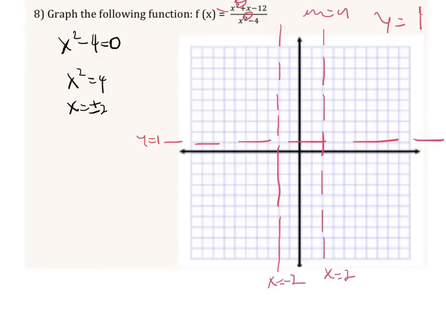Okay, once you've drawn your asymptotes, you want to plot your points. So I started with X and Y. Let me erase this. It's ugly.